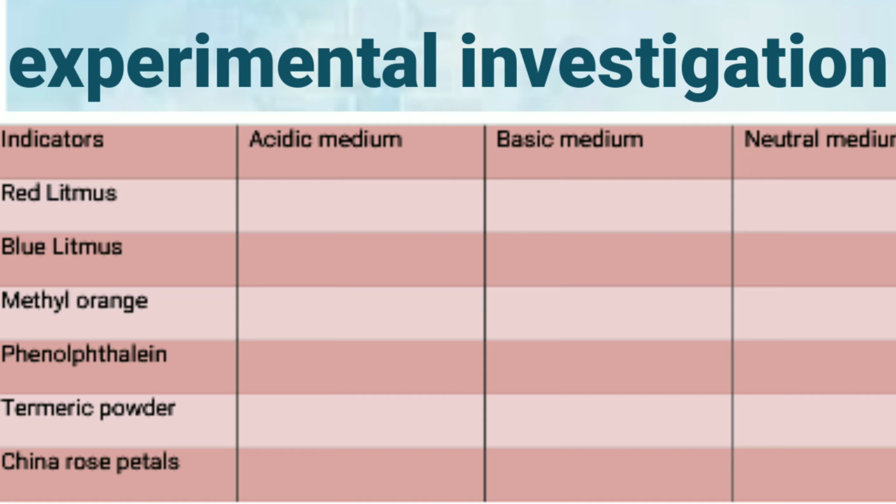Now let us do a few experimental investigations to find out the effect of indicators in different media. So first, red litmus solution: when it is added in the acidic medium it will remain red, there will be no change in color. When added to basic solution or basic medium it turns blue, and in the neutral medium its color will be purple.